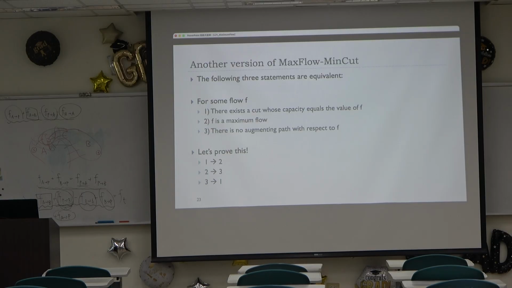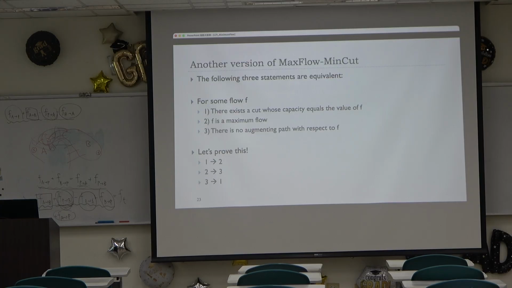I will first go over the three proofs. Okay, three, not exactly. We have these three statements. Okay, they are equivalent. So once we finish the proof of these equivalent statements, the way to find the minimum capacity of any cut will become obvious.